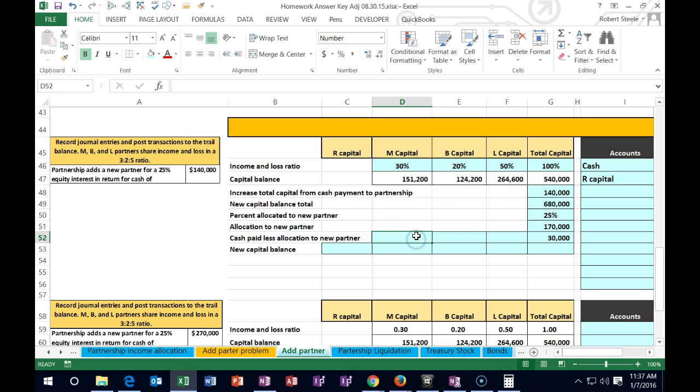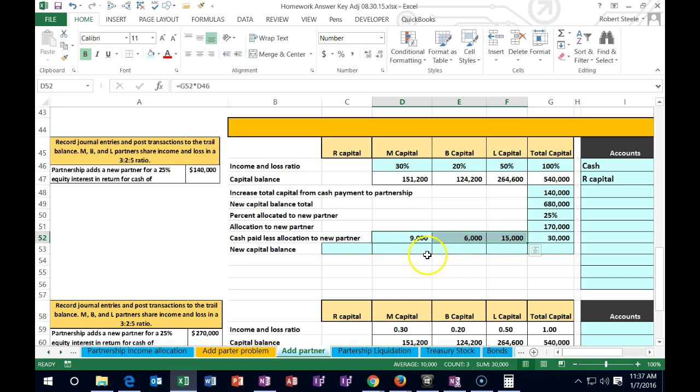So we're going to do that through this percentage ratio. So for M, we're going to take that 30,000 times M's 30% tab. So we're going to reduce M's by 9,000. And then for B, we're going to say this equals the 30,000 times the 20% for B. So we're going to reduce B's capital account by 6. And then for L, we're going to say the 30,000 times the 50%. We're going to reduce his capital account by 15. If we add those up, it adds up to the 30. So this is how we're going to reduce that 30. That's the plug that we need for our journal entry.